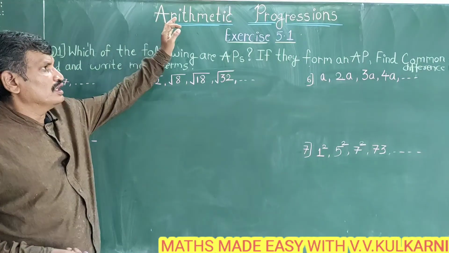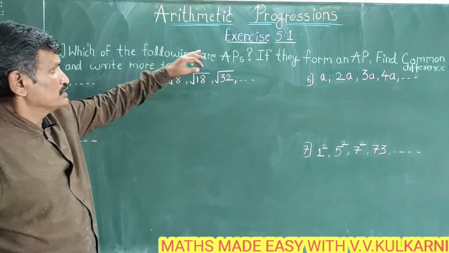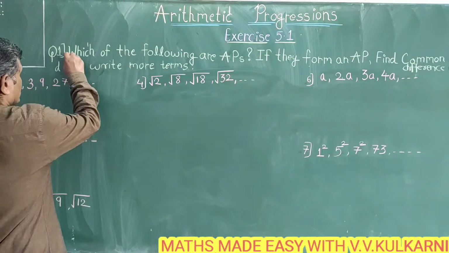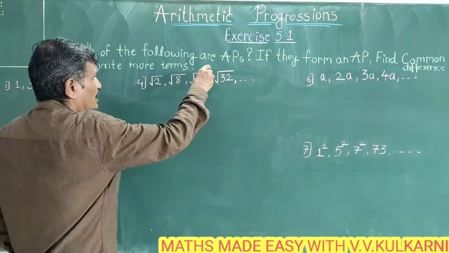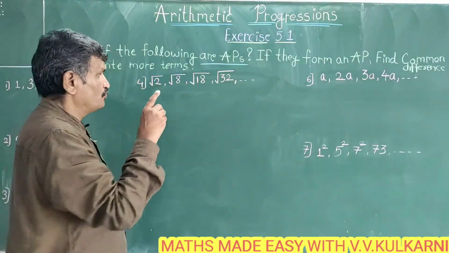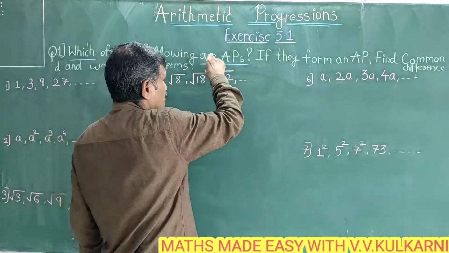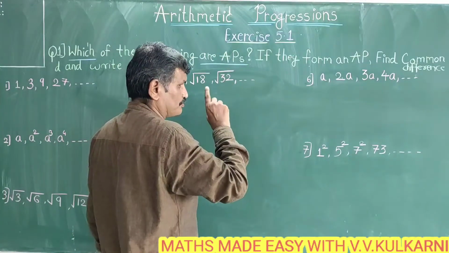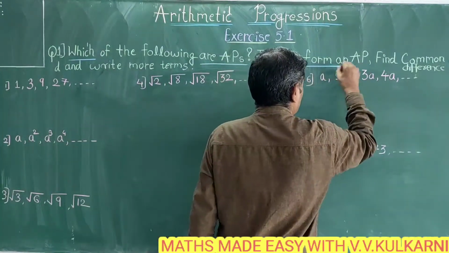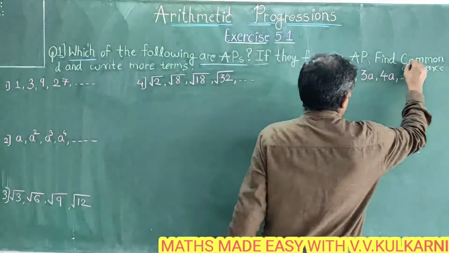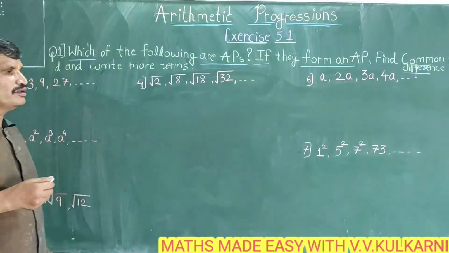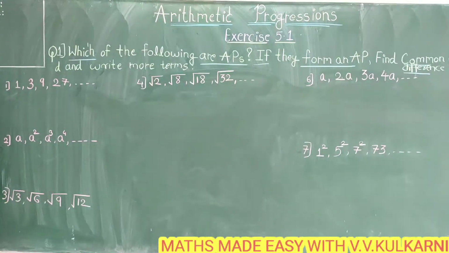In the topic arithmetic progression, exercise 5.1. A few more questions are there of the type, which of the following are in APs? There are two parts in the question. First part is, which of the following are in AP? Second, if they form an AP, find the common difference.